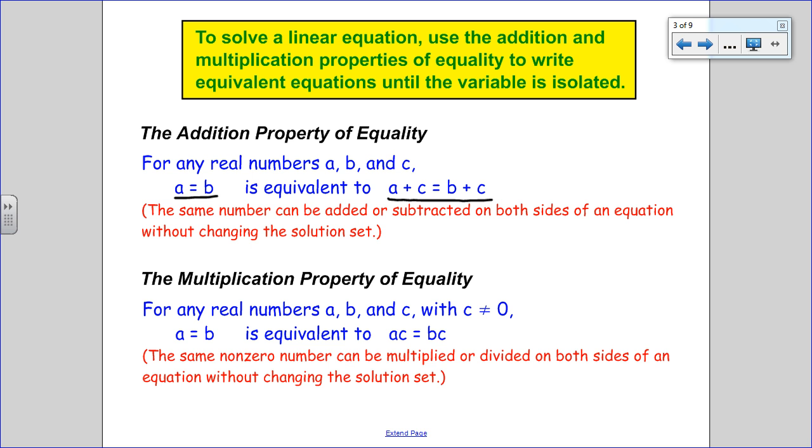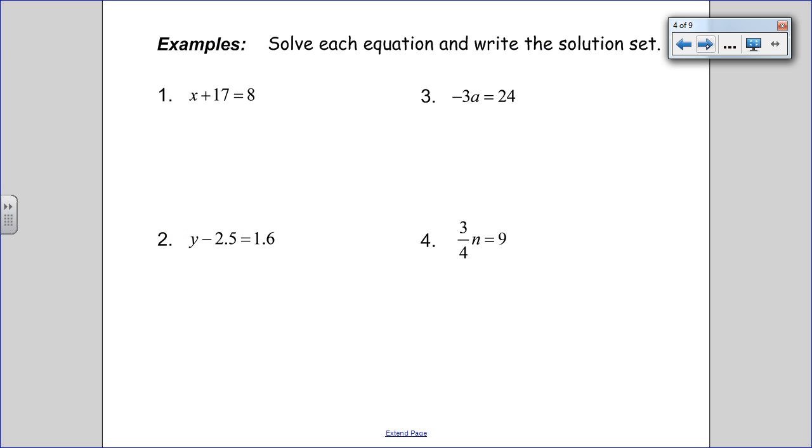The multiplication property of equality states that for any real numbers a, b, and c, with c not equal to 0, the equation a equals b is equivalent to the equation a times c equals b times c. This property basically says that the same non-zero number can be multiplied or divided on both sides of an equation without changing the solution set, thus creating an equivalent equation. Let's look at some examples of how these properties can be used to solve linear equations and write their solution sets.